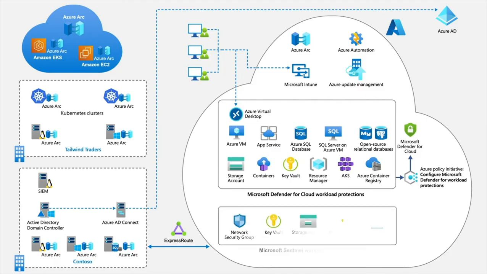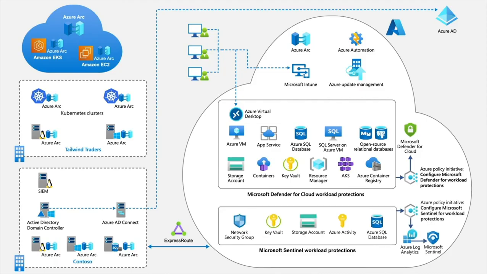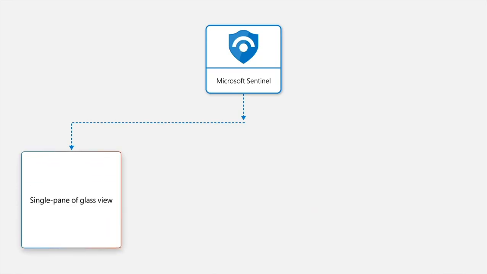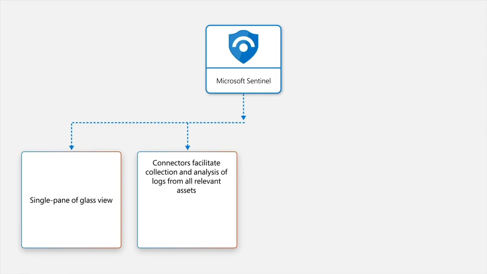Contoso will implement Microsoft Sentinel to centralize the collection of security logs and address the limitations of the on-premises SIM solution. This will provide the single pane of glass functionality for the company's security operations team. Microsoft Sentinel connectors, such as Microsoft Defender for Cloud, Azure Active Directory, Azure Activity, and Amazon Services will facilitate collecting and analyzing logs from every relevant asset in the Contoso environment.